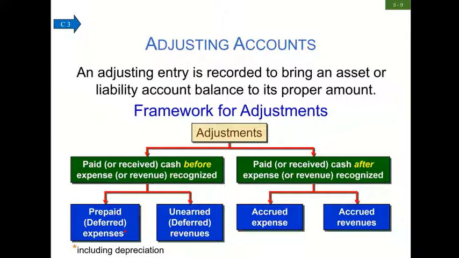The first one, we have 2 main categories. The first category is when the cash is paid or received before the expense or revenue is recognized. We have 2 cases here: prepaid or deferred expenses, which mainly include depreciation, and unearned or deferred revenue. The other category is when the cash is paid or received after the expense or revenue is recognized. So we have accrued expense and accrued revenue.